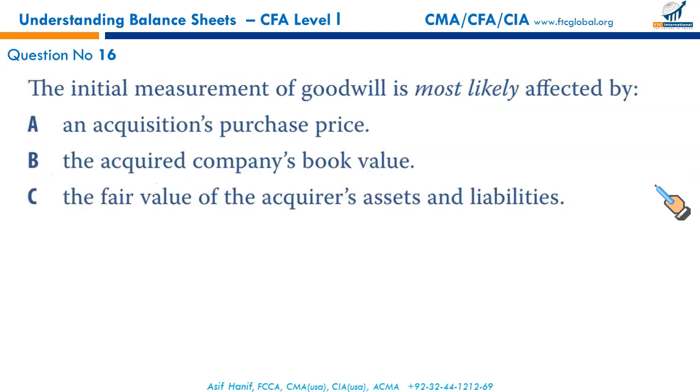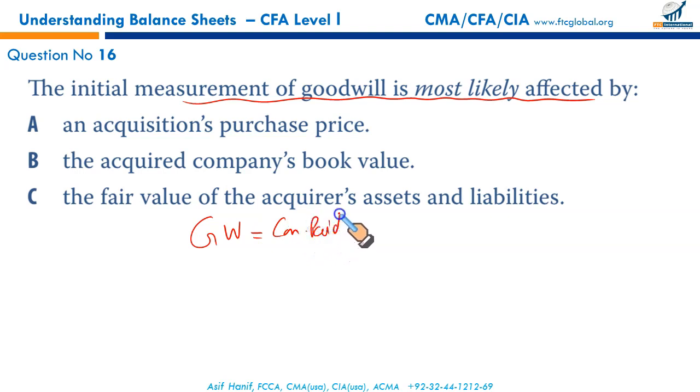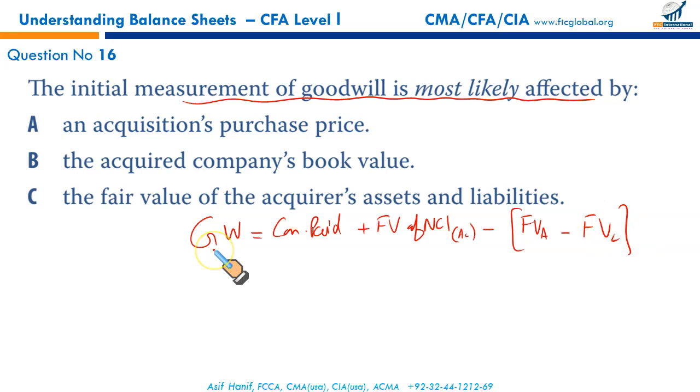Moving on to the next question, number 16. The initial measurement of goodwill is most likely affected by. This is the formula we use to calculate the goodwill. Goodwill is equal to consideration paid. Consideration could be bonds, shares, cash, or a combination thereof. Consideration paid plus fair value of non-controlling interest at the date of acquisition, minus fair value of the assets at acquisition, minus fair value of liabilities at the acquisition. This is how goodwill is determined.